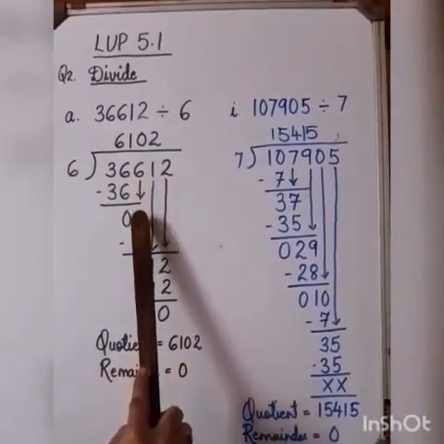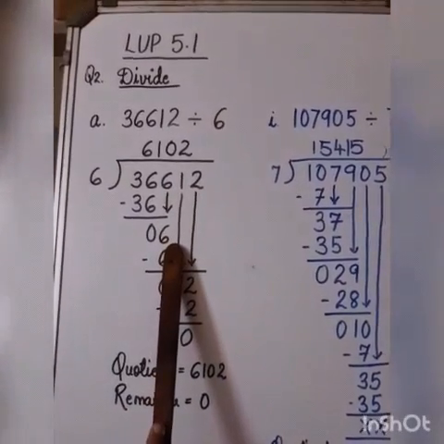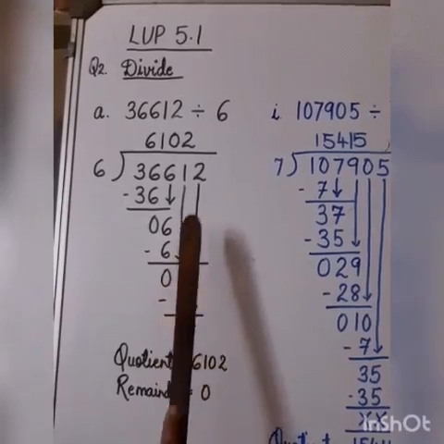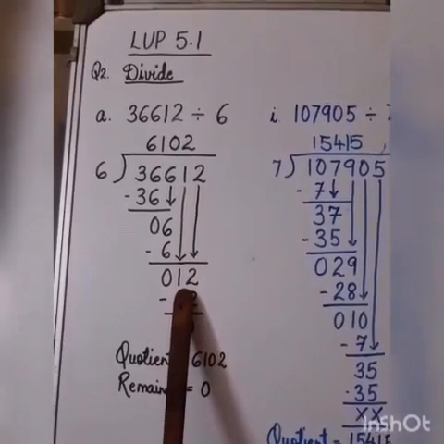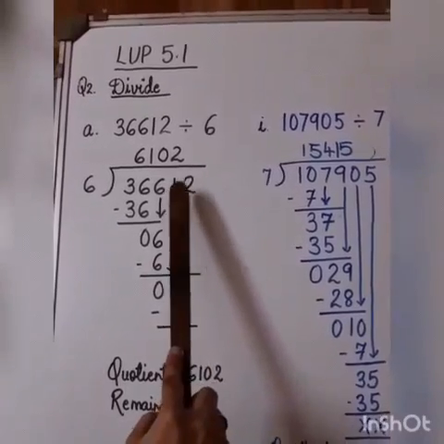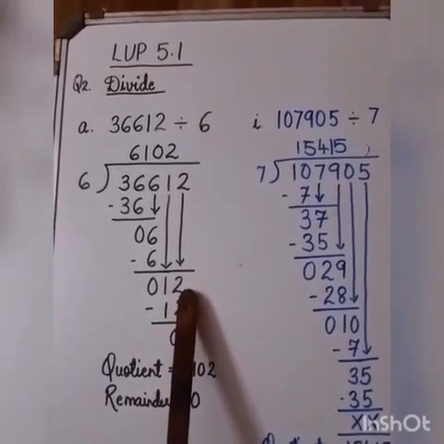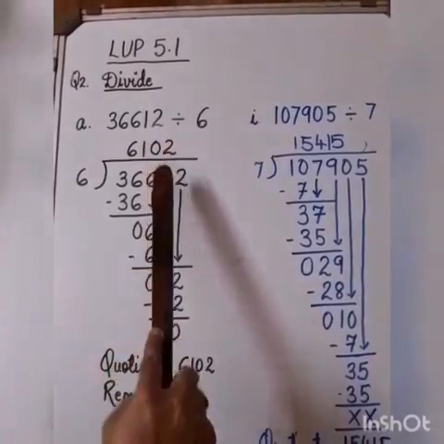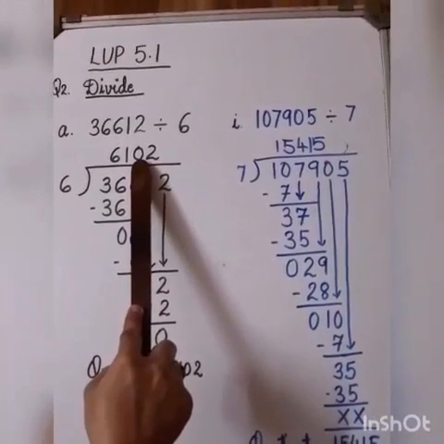Now putting down the next number, that is 6. So 6 ones are 6. 6 minus 6 is 0. Now the next number we are getting down is 1. 1 is again smaller than 6. We can't do it, so we are getting down the next number 2 also. But after putting 1, we put 0 here. If we are getting down two numbers at the same time, we have to put 0 here.